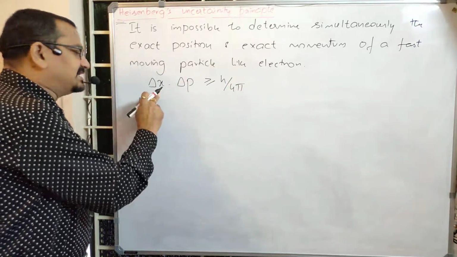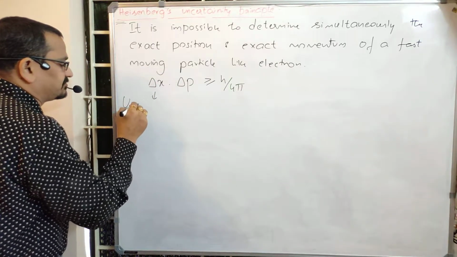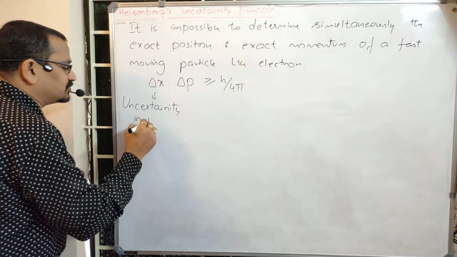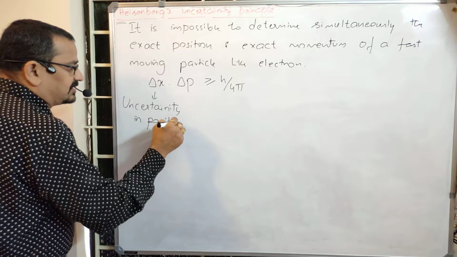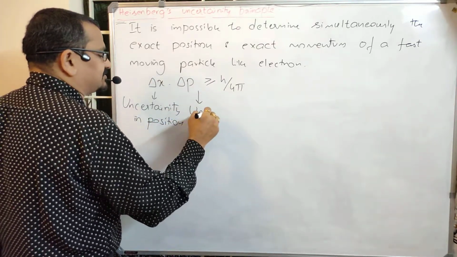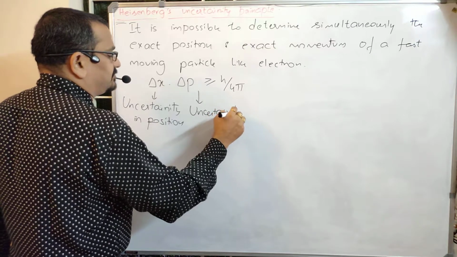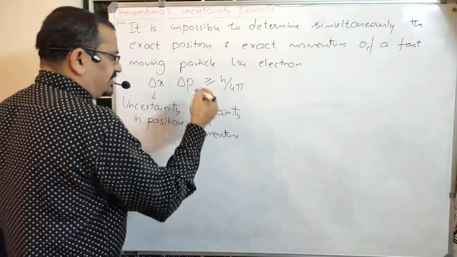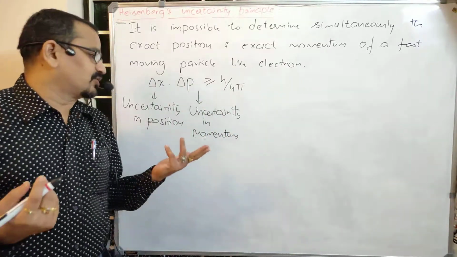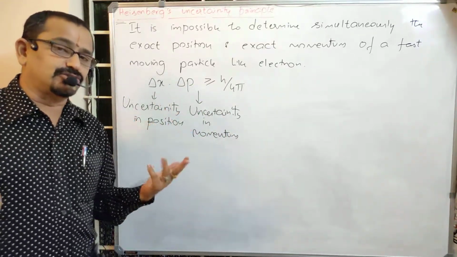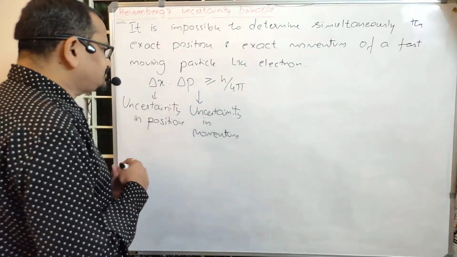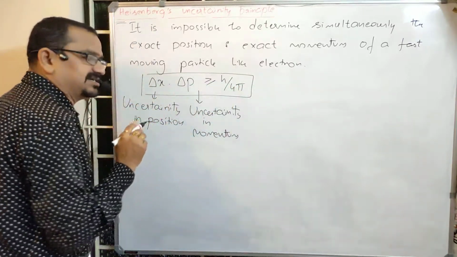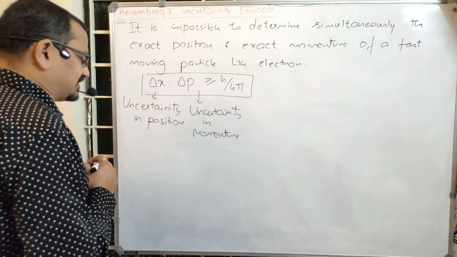Here, delta x indicates uncertainty in position, whereas delta p indicates uncertainty in momentum. Uncertainty means not knowing the parameter accurately. Now, this is the mathematical expression for Heisenberg's uncertainty principle. Let us illustrate this once.